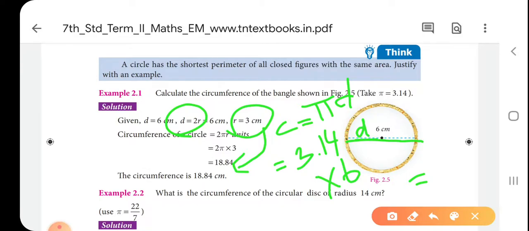6 4s are 24, remaining 2. 1 6 is 6 plus 2 is 8. 3 6s are 18. Here there are two digits after the decimal point, so the answer is 18.84. This is the circumference. No need to find R, and no need to apply the other formula.